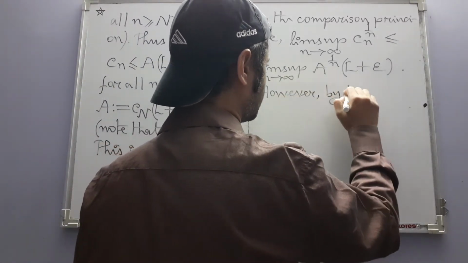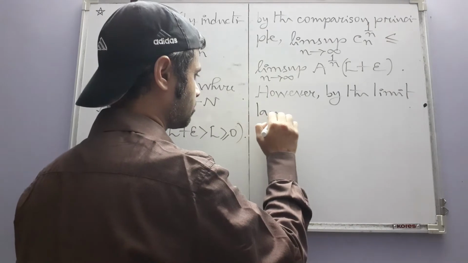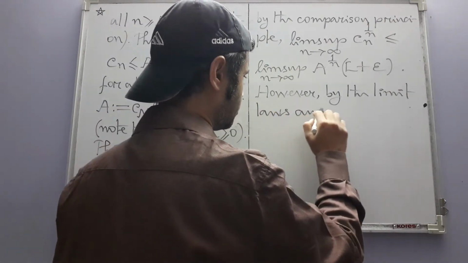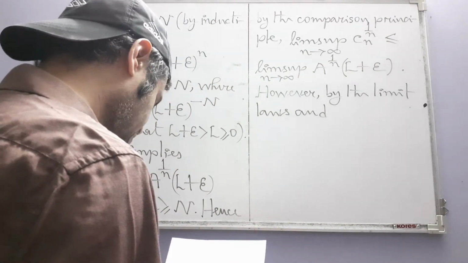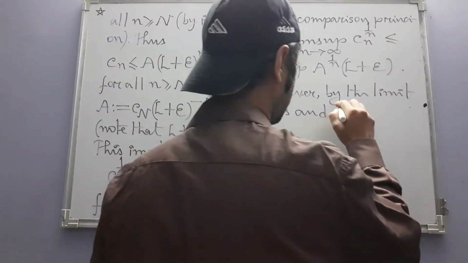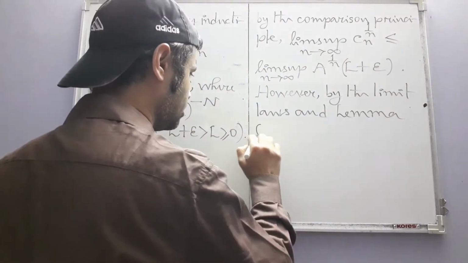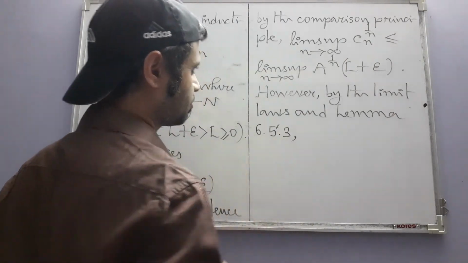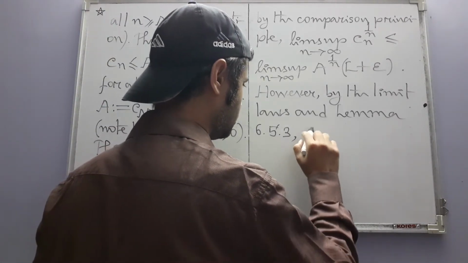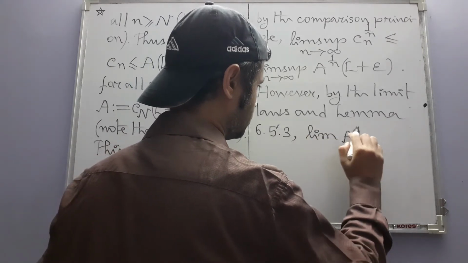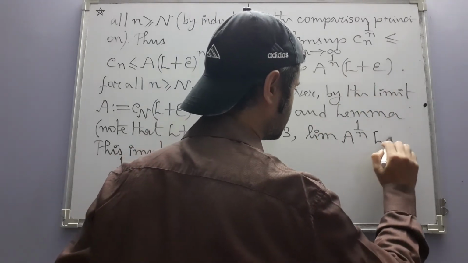However, by the limit laws, and also there is something for which I have to use the number because it has no name, Lemma 653. By these two things, actually this sequence has a limit, it's a convergent sequence.